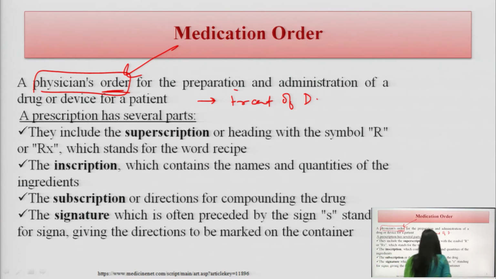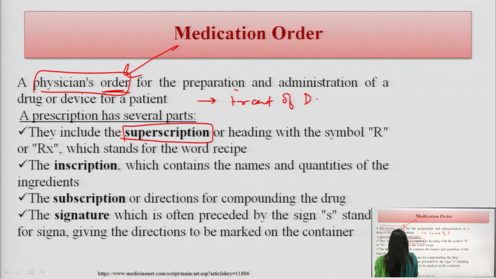So, a prescription has several parts. There are 4 parts basically. What are these 4 parts in the prescription? One is the superscription. Another is the inscription, part number 2. Part number 3 is the subscription, and part number 4 is the signature.